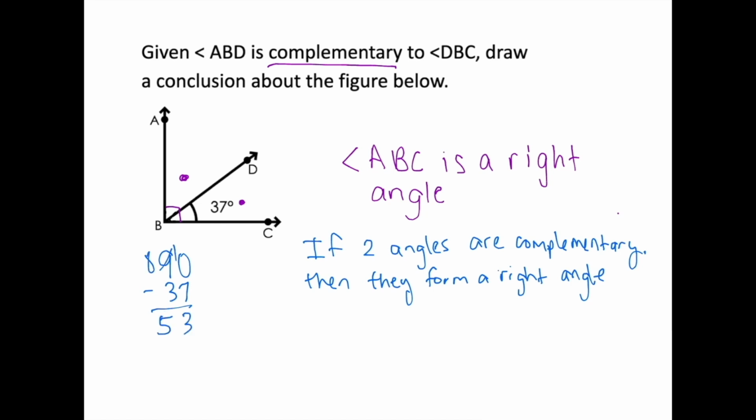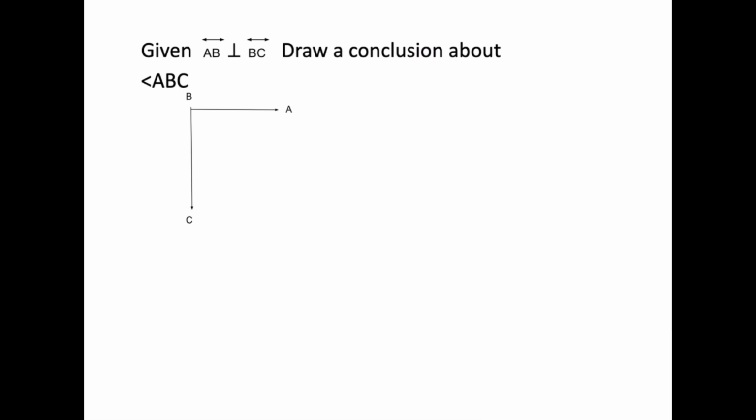That means the angle ABD is 53 degrees. Now go ahead and pause the video and try this one on your own. This question says that given line AB is perpendicular to line BC, draw a conclusion about angle ABC.